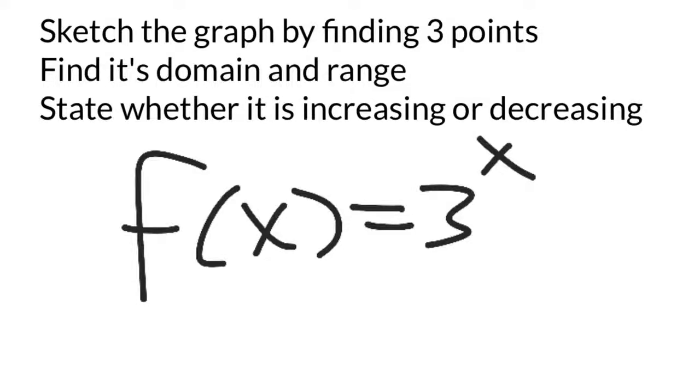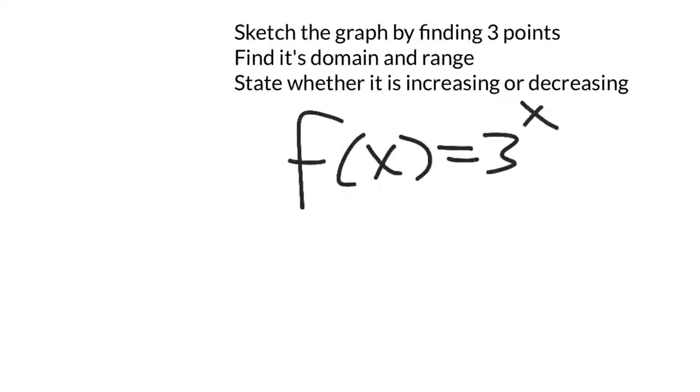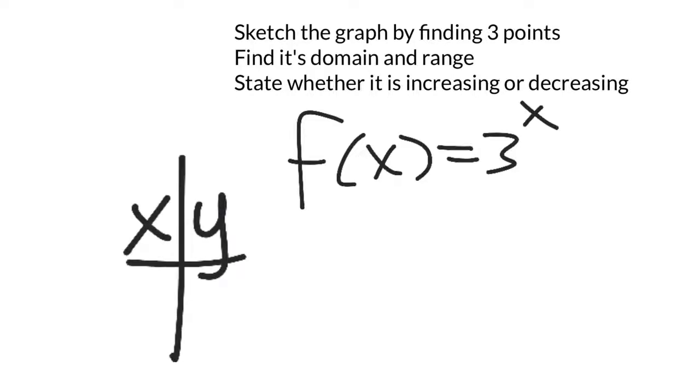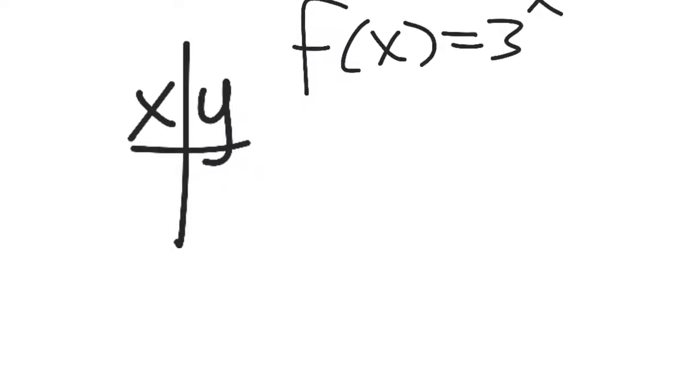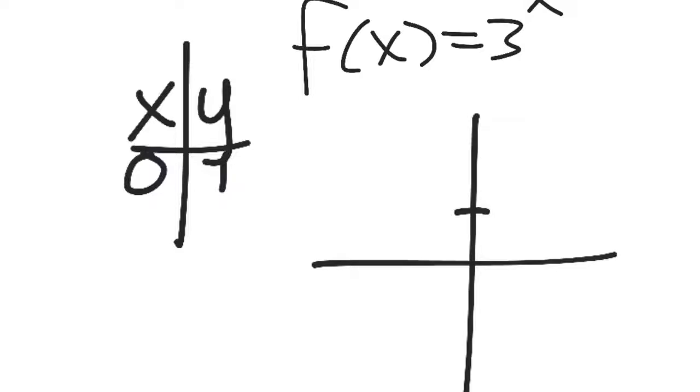If we're asked to sketch a graph by finding 3 points, you can do this with any function. Anytime you need to find a graph, you can make an x and y table, plug in a number for x, and see what it spits out for y. In this case, f of x. If you plug in 0 in here, anything to the 0 power is 1. So there's a dot on our graph at 0, 1.